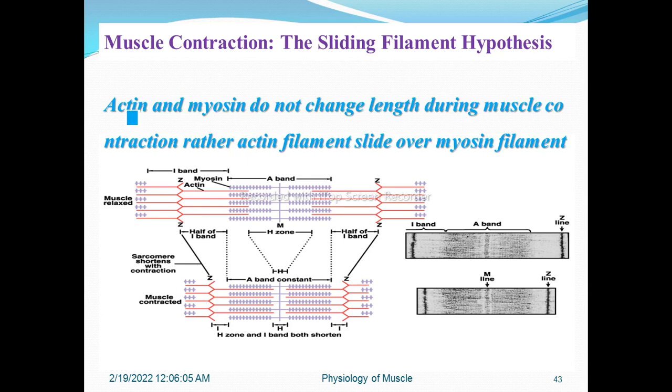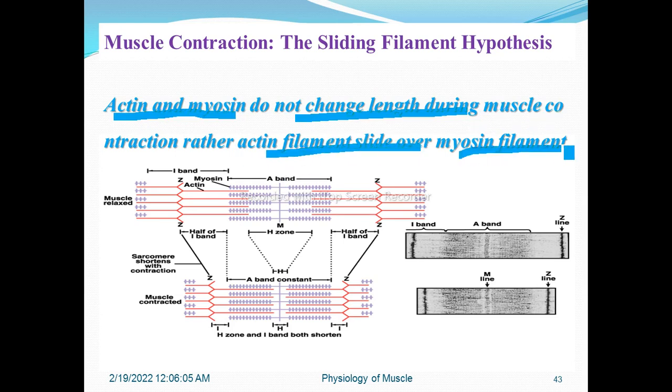The very important concept you should know is that actin and myosin do not change their length during muscle contraction. Rather, the actin filament slides over the myosin filament. So the actin, or thin filament, slides over the myosin filament, but actin and myosin themselves do not change their lengths. They do not shorten or lengthen by themselves. Rather, they slide one over the other.